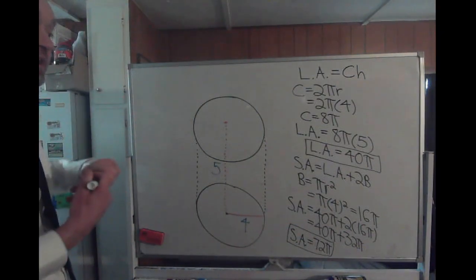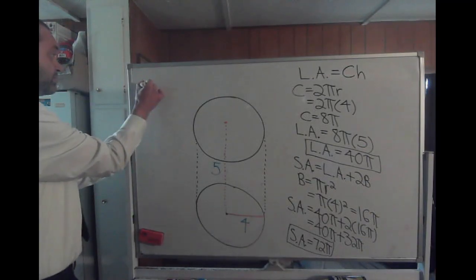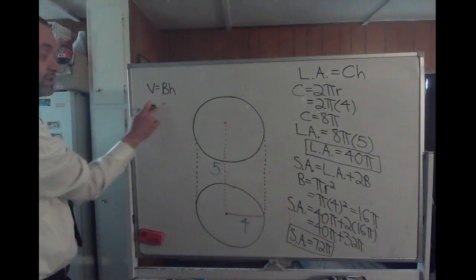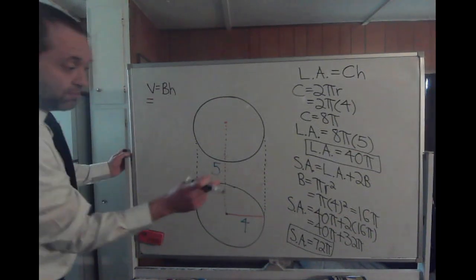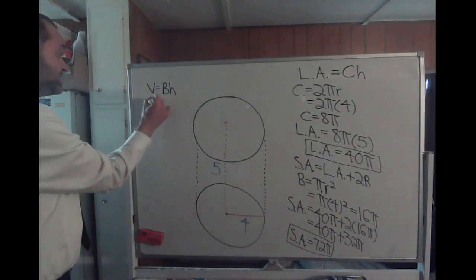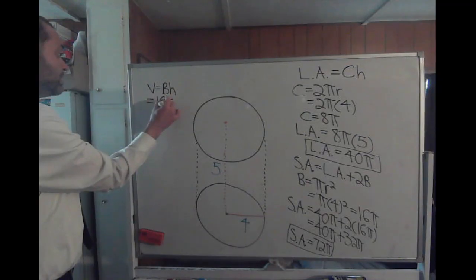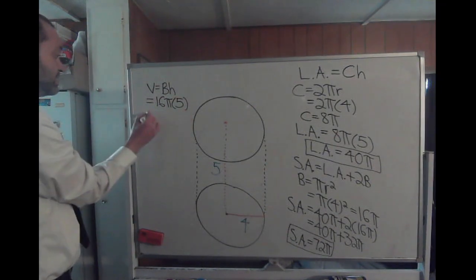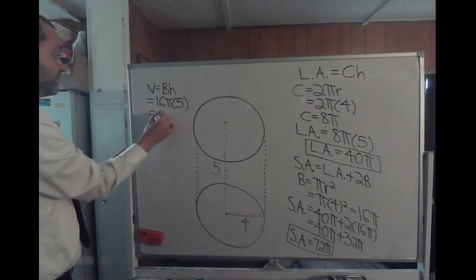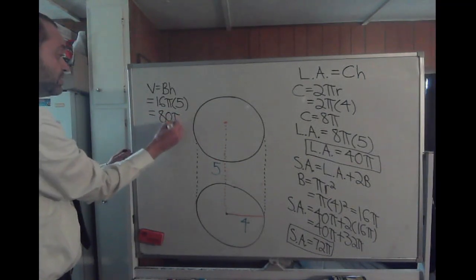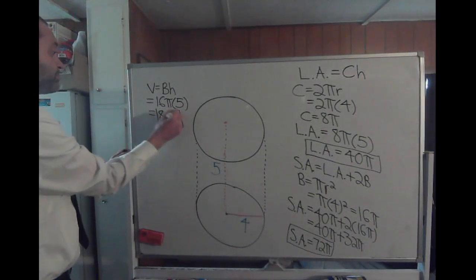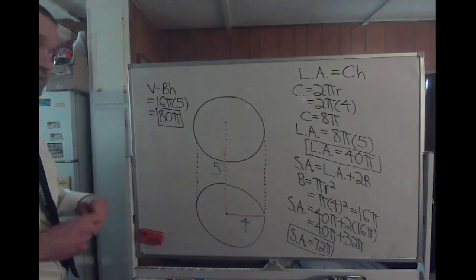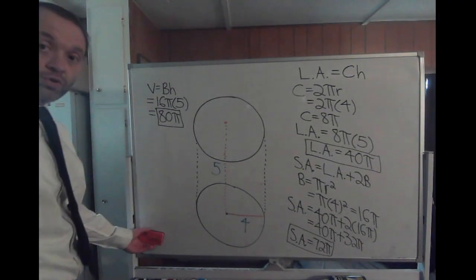Now we just need to find the volume. The volume, of course, equals the area of the base times the height of the cylinder. Well, the area of the base was deemed to be 16 pi, then times the height of the cylinder, which was 5 units. So you should get a volume of 80 pi cubic units. So the volume of the cylinder would be 80 pi cubic units. And I got more examples here.